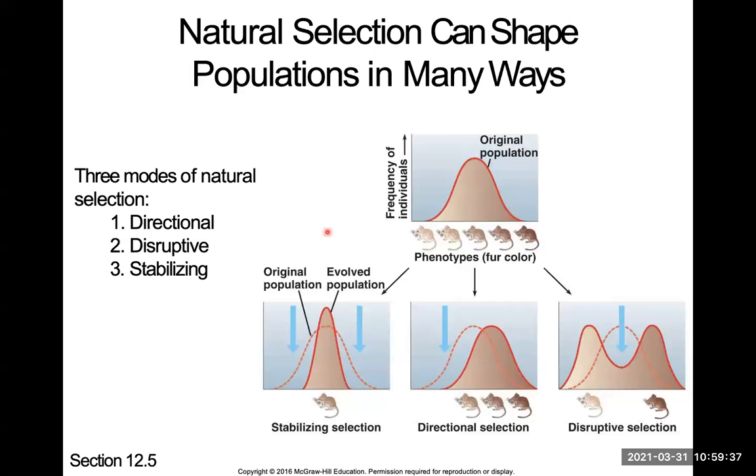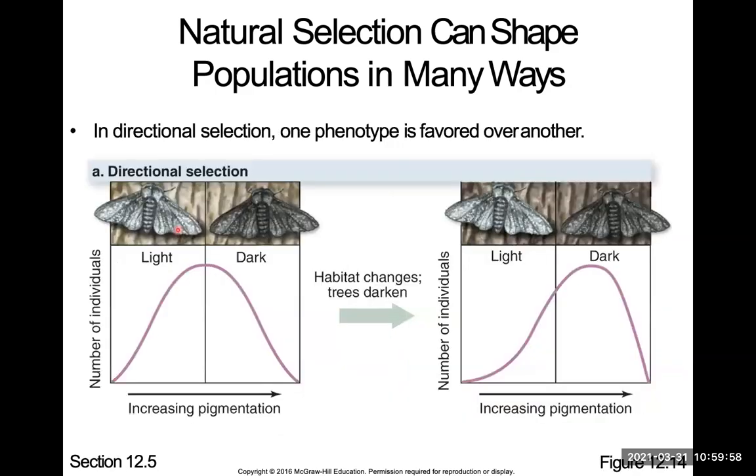I'm going to give you three modes of natural selection. You can expect these graphs on the exam, or maybe a word problem. I'm going to give you an example of that as well. So three types are directional, disruptive, and stabilizing.